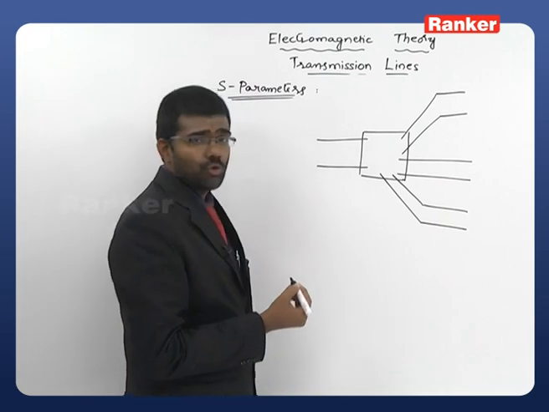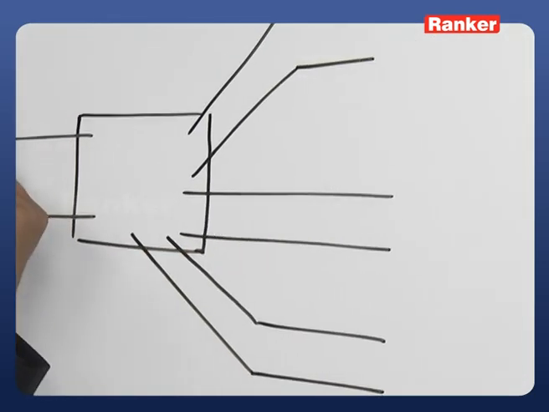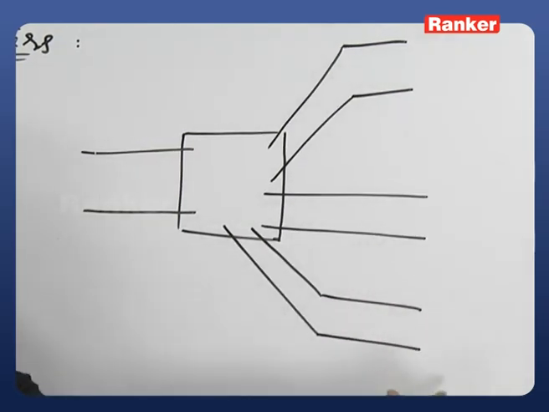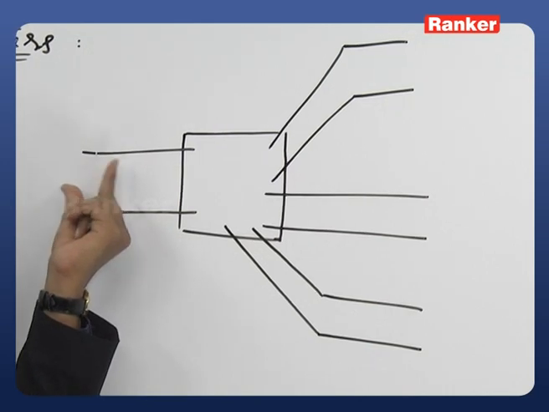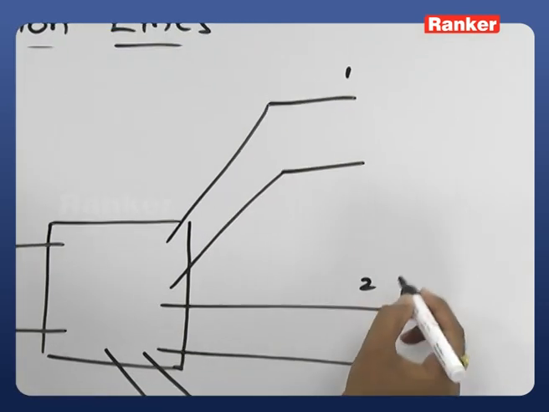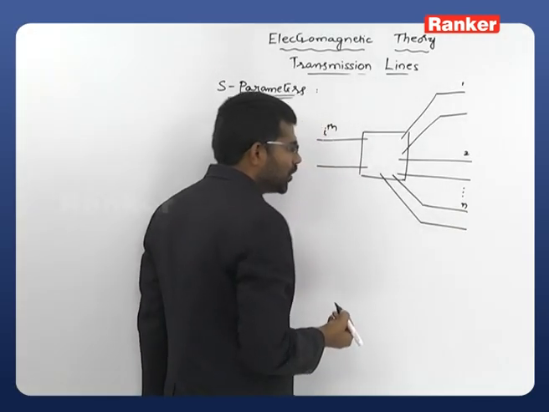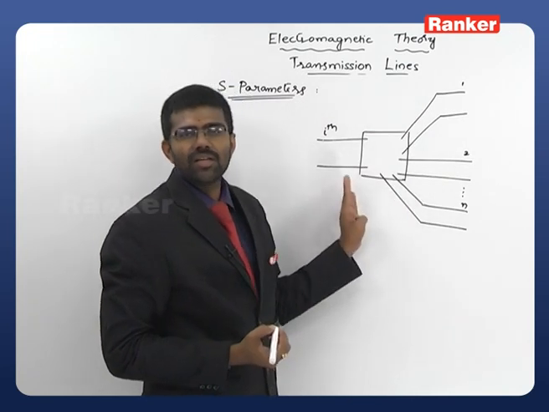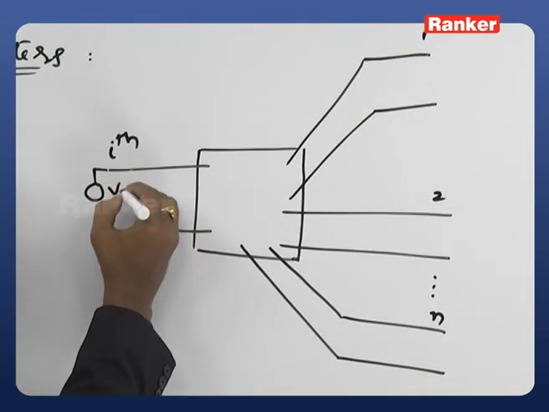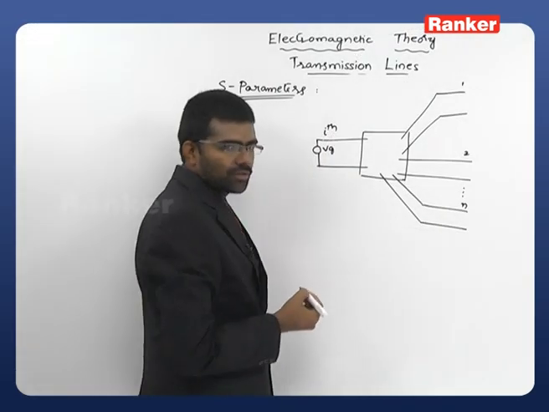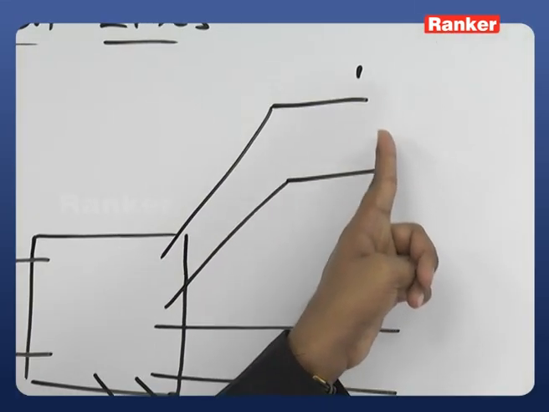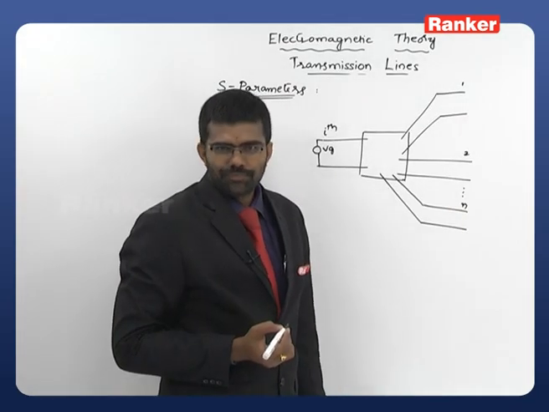For our convenience, I am assuming that for a particular junction you have only one input port and the remaining are all output ports. But you can take any one of these as the input port and this one as an output port, no problem. Now let us take this as the ith port. This is the first port, second port, up to the nth port. So this is a junction which consists of n ports. Once again, for convenience, I will consider the generator connected to the ith port, and the output may be observed at the first port, second port, up to the nth port.